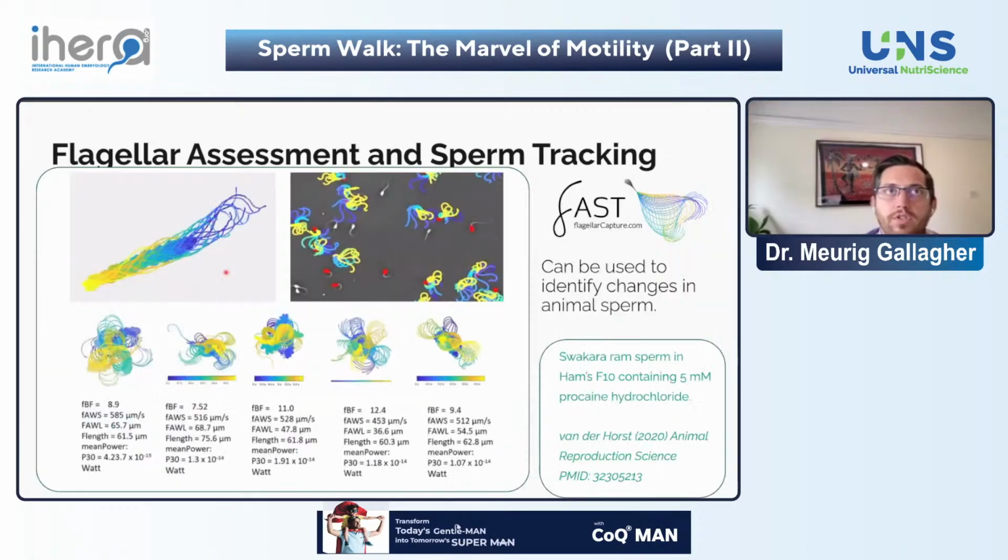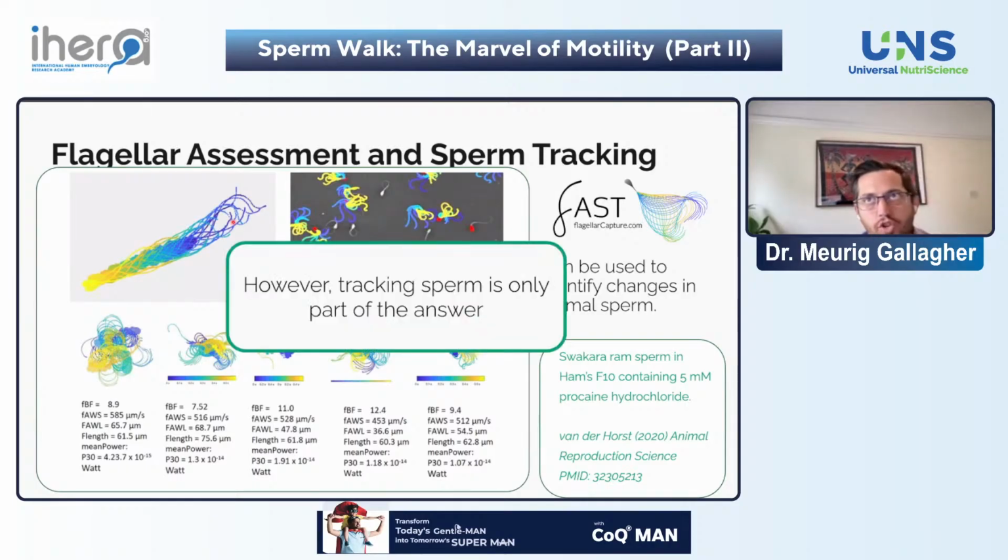We can use this on animal sperm. This is a study by Gerhard van der Horst looking at ram sperm. Here they were all stimulated using procaine hydrochloride, and they get this lovely star spin pattern as they swim, versus this very straight pattern that they swim with unstimulated.